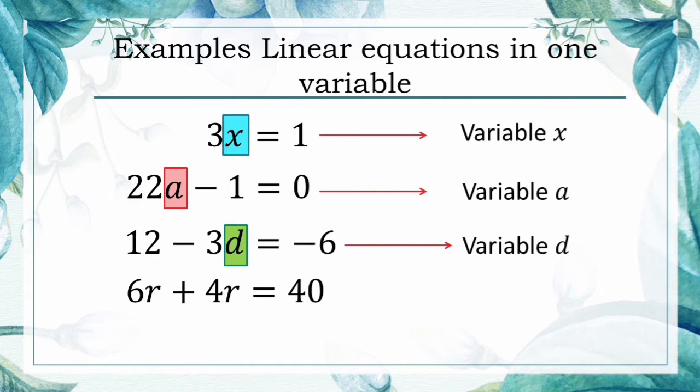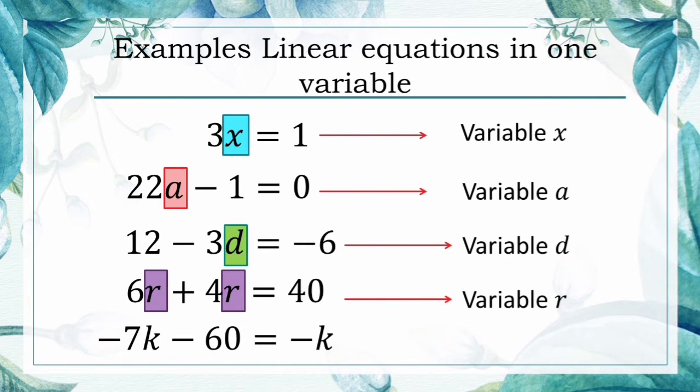Example number 4, 6 times r plus 4 times r equal to 40. The variable is r. Example number 5, minus 7 times k minus 60 equal to minus k. The variable is k.